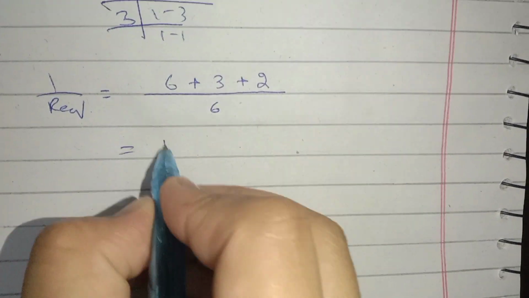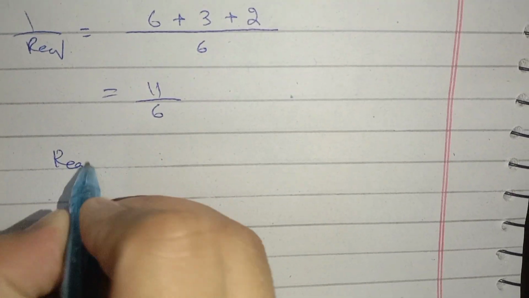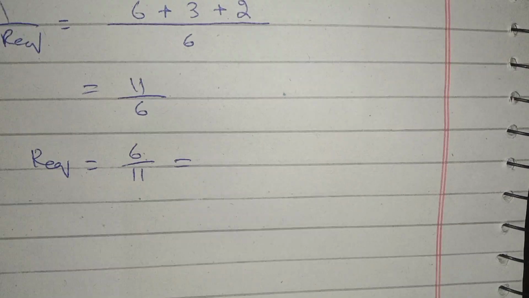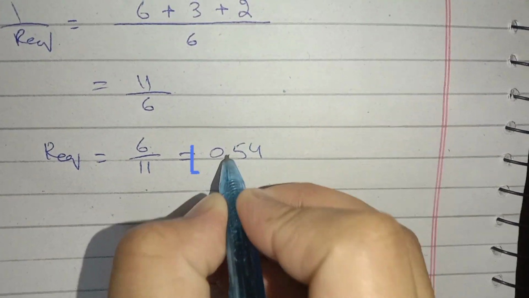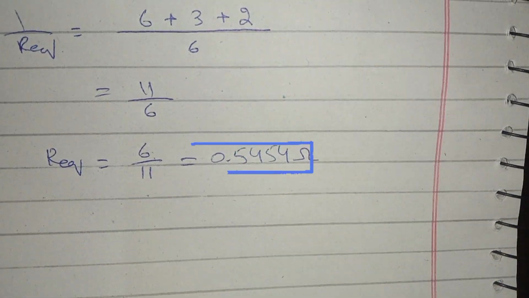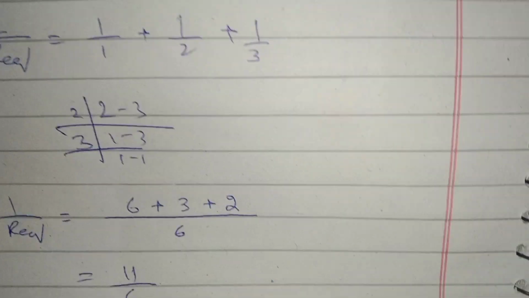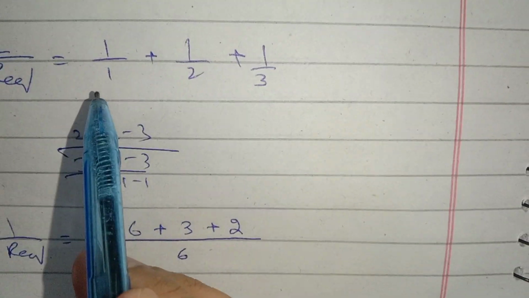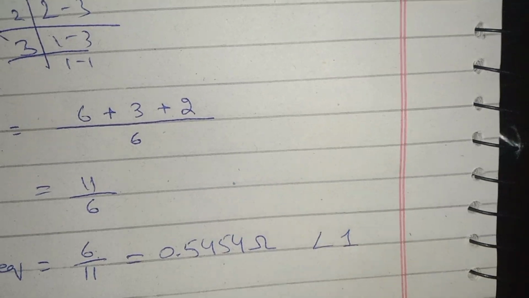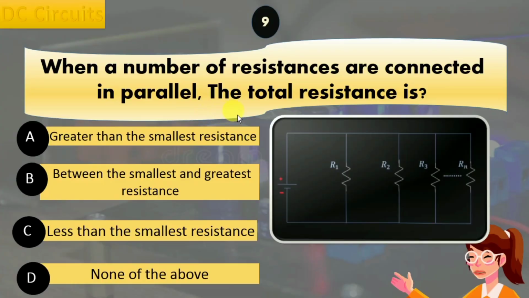After reciprocating, R equivalent becomes 6 over 11 which is equal to 0.5454 ohms, and if we look at our resistor values, 0.5454 is less than the least resistance connected. We conclude when resistors are connected in parallel, equivalent resistance is always less than the smallest resistance connected.